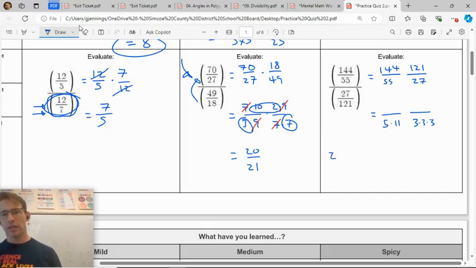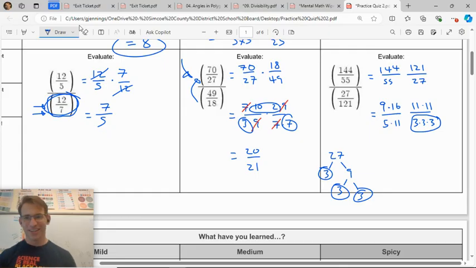So I warned you that this skill would be on the quiz, and it kind of still is. Being able to factorize numbers and break numbers down as multiplications is still useful. 121 happens to be 11 times 11. And 144, well, I'm just looking for as many factors of 3 as I can pull out of there. And 144 happens to be 9 times 16.